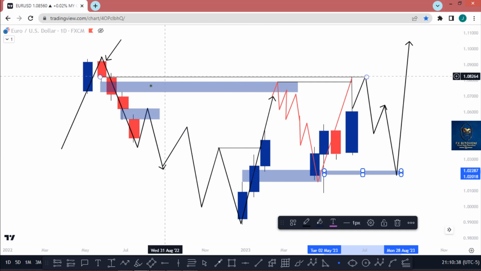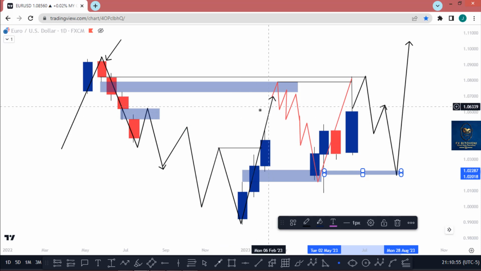mark everything. Remember to check your economic calendar to see a kind of news or events that may affect your setup, guys.